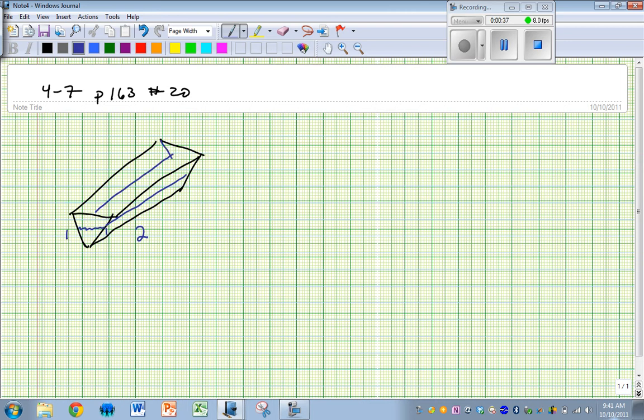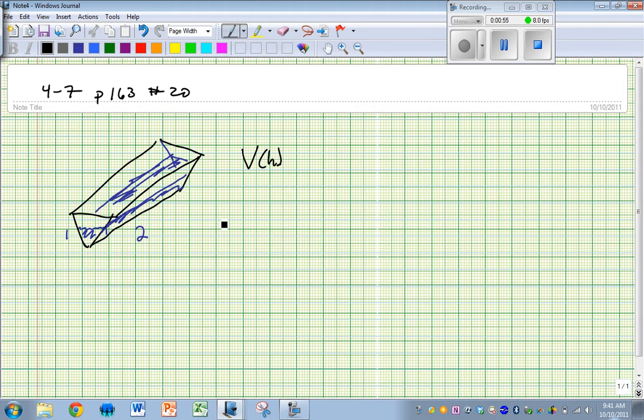The trough. It's very pretty. So that's my trough. What I need to do is find the volume in terms of the height.